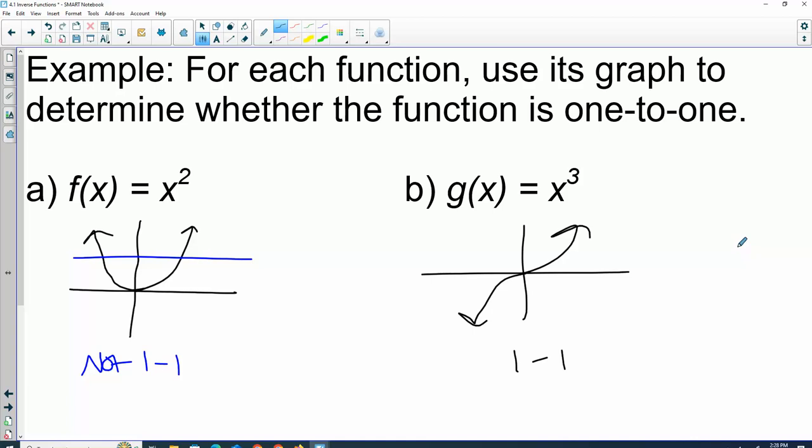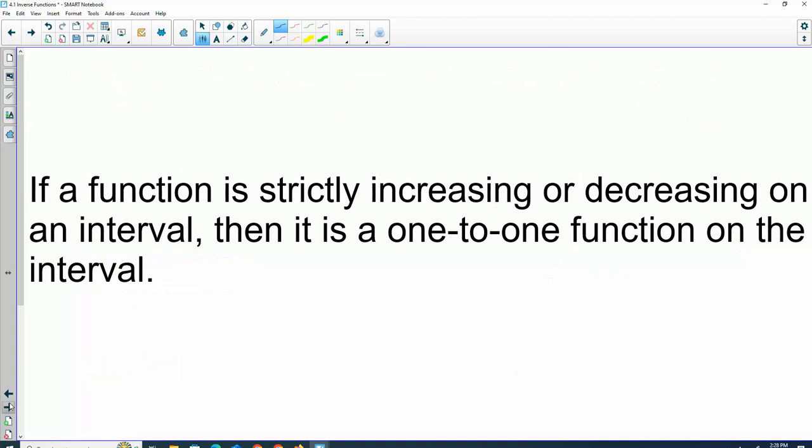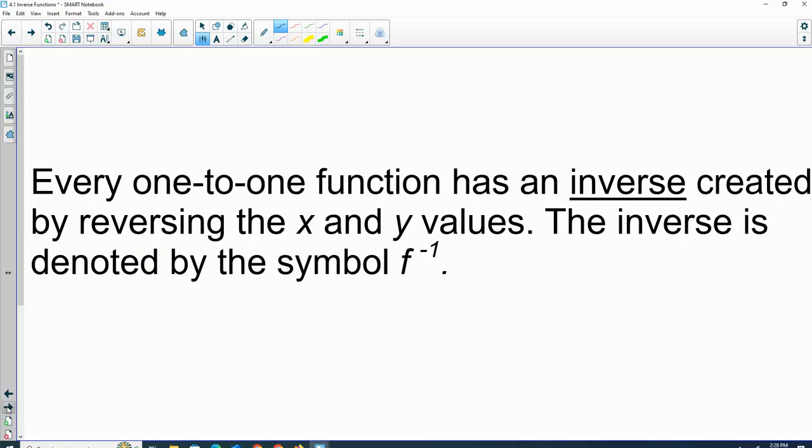What it does is it flips our x and y values. So if a function is one-to-one, we can find its inverse by flipping all the x and y values. The symbol for inverse is f to the -1. That does not mean 1 over in this case. It is just a notation to stand for inverse. So we'll start with just looking at some ordered pairs, and then we'll carry this into equations.